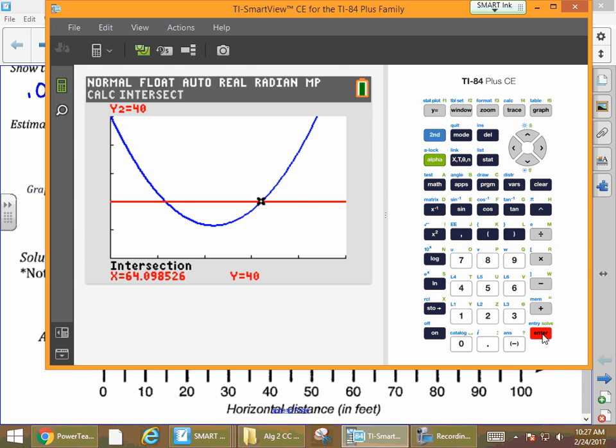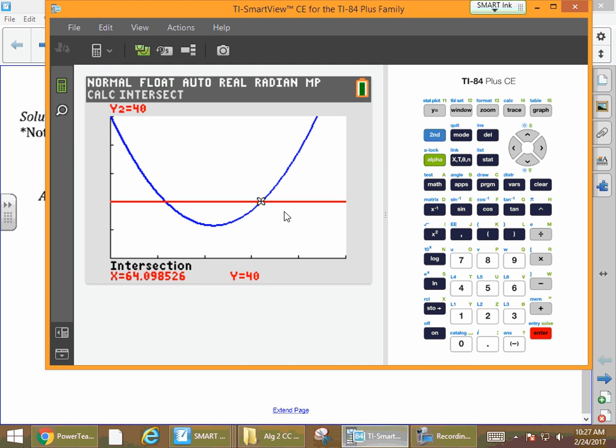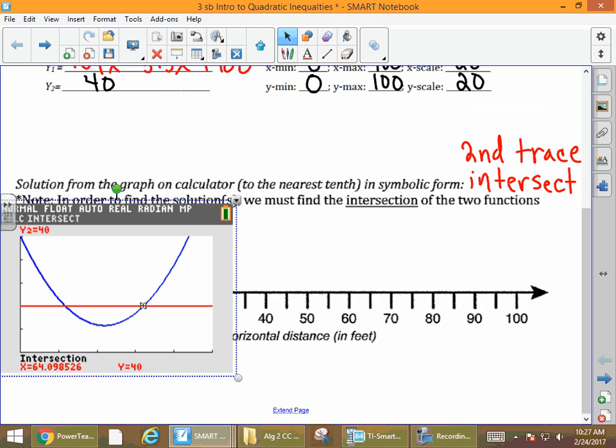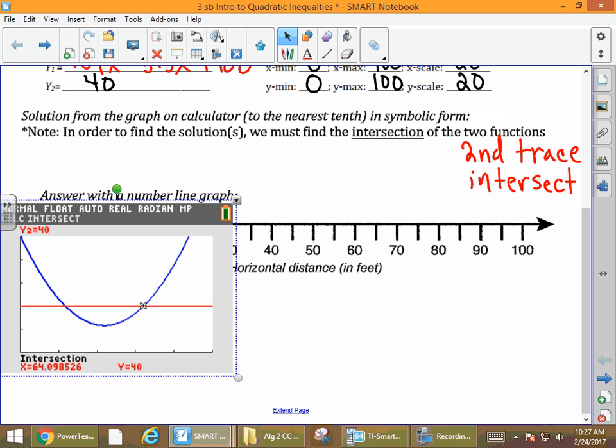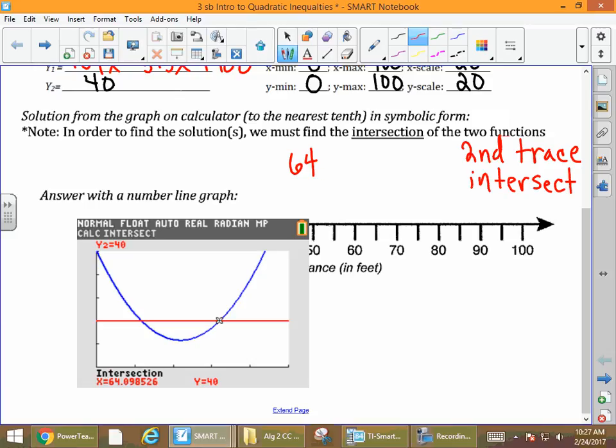And as I try to scan it in here for video purposes, I cannot scan it in. I'm going to have to delete it. But we end up with here on the right side, we've got 64.1.